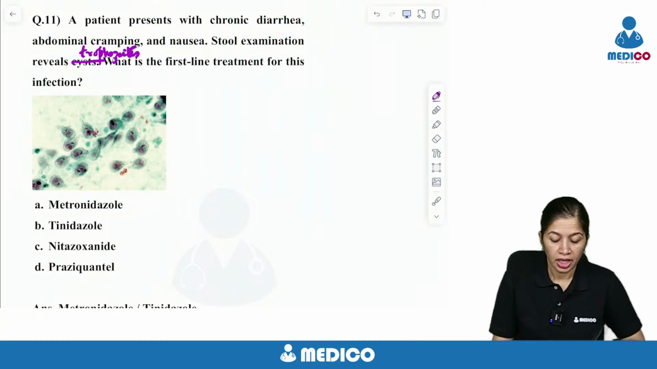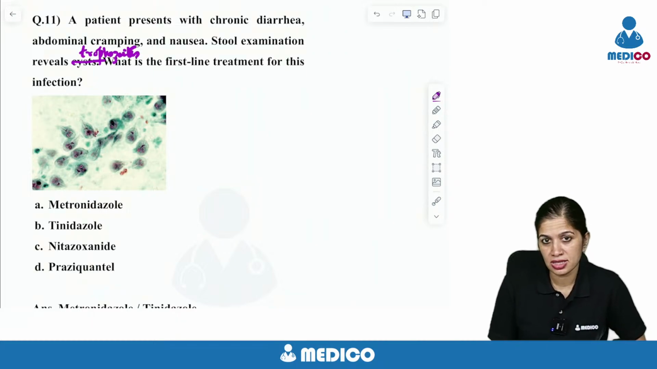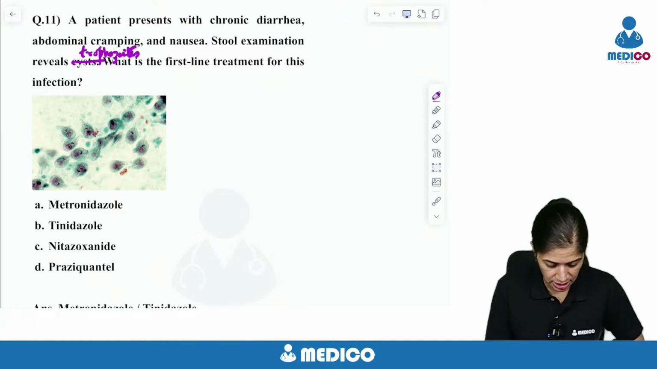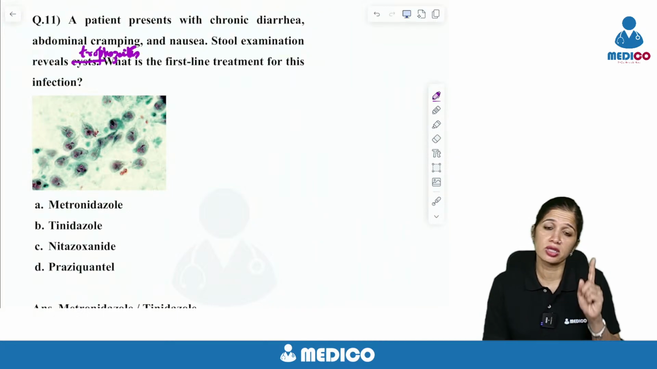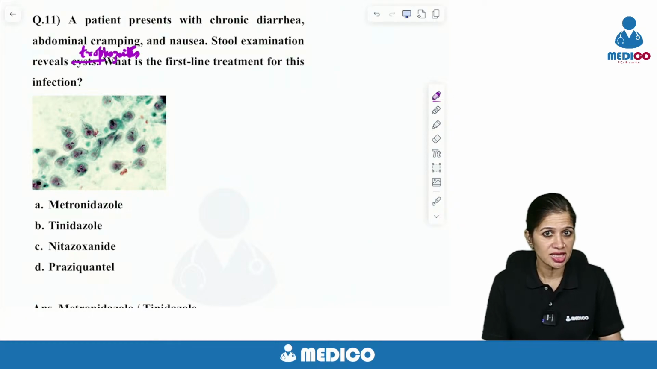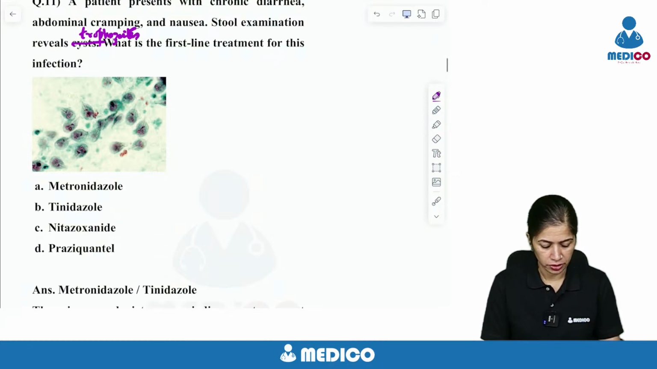Okay. And what is the first line treatment here? And what you notice unique to this, there is a pear-shaped, a tennis racket-shaped trophozoite that you can see in the stool examination. And is it metronidazole, tinidazole, nitazoxanide, or praziquantel? So if you can make out the shape, then you know that there is only one organism that appears like this. That is Giardia. Okay, and for Giardia, both the answers, that is metronidazole and tinidazole, are correct. Now I'll tell you why during the course of the discussion.